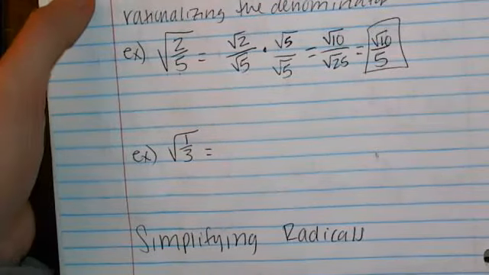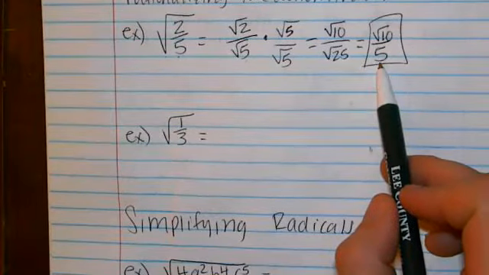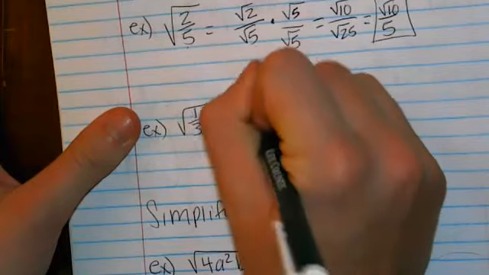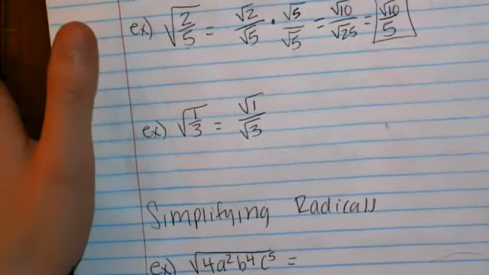So we leave it like that. Okay, the whole purpose was to get the root out of our denominator, and we did, so we're good. Okay, just like the last time, we're going to break this up as the square root of 1 over the square root of 3 instead of the square root of 1/3.